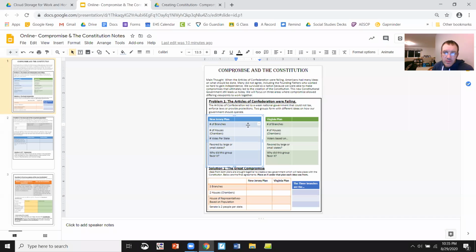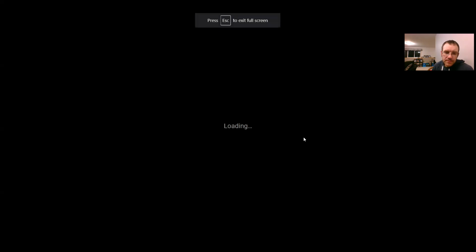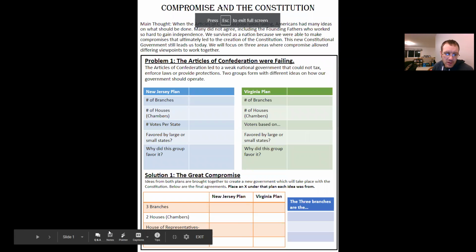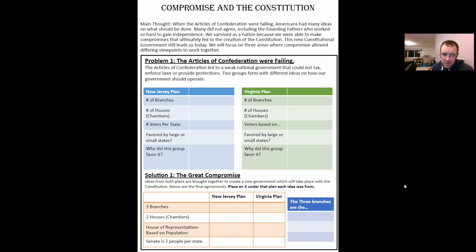So we have our information here as well now. On the bottom, the Great Compromise. Let me make this a little bigger here. Wonderful. Okay, so ideas from both plans are brought together to create a new government, which will take the place with the Constitution. Below are the final agreements. So place an X under the plan each idea was from. I don't like the wording there, but it works.